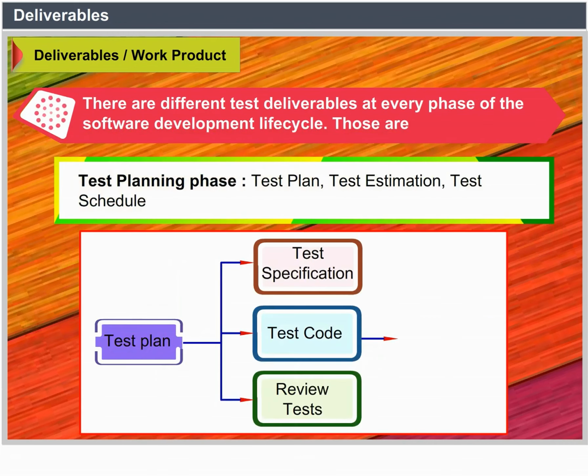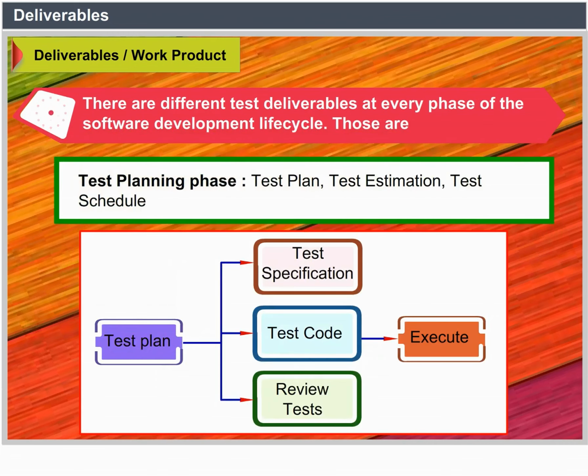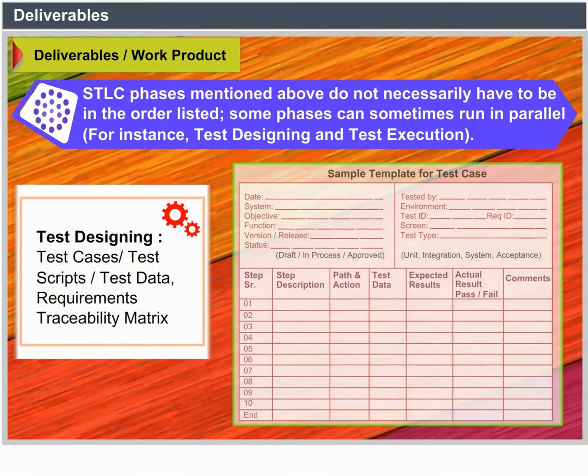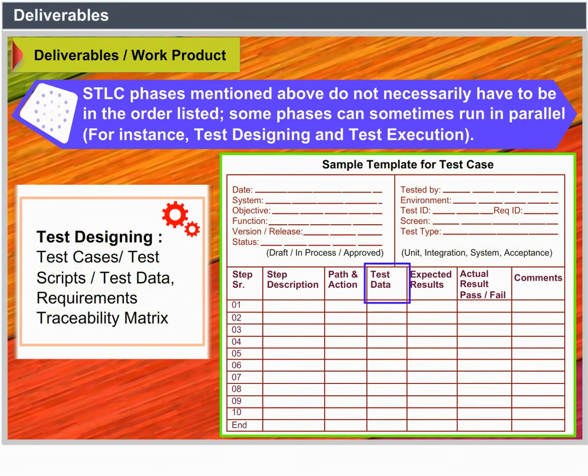Test planning phase: test plan, test estimation, test schedule. The STLC phases mentioned above do not necessarily have to be in the order listed. Some phases can sometimes run in parallel, for instance, test designing and test execution. Test designing: test cases, test scripts, test data, requirements traceability matrix.